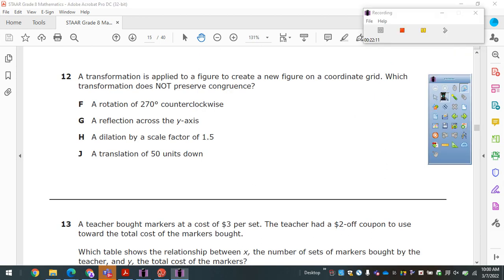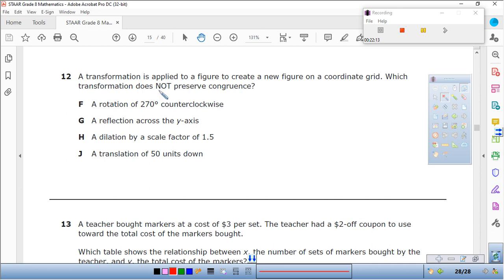Okay, so on this one here, it's just basically asking, does not preserve congruence. What does that mean if it does not preserve congruence? It's not congruent. So which one is the only one that is not congruent? Dilation. And that's why I asked you to just remember those two sides. Very easy, really basic.